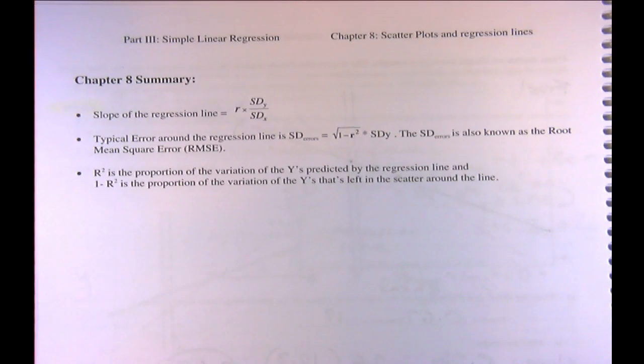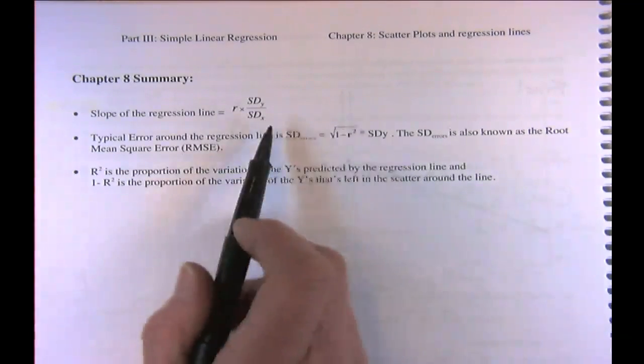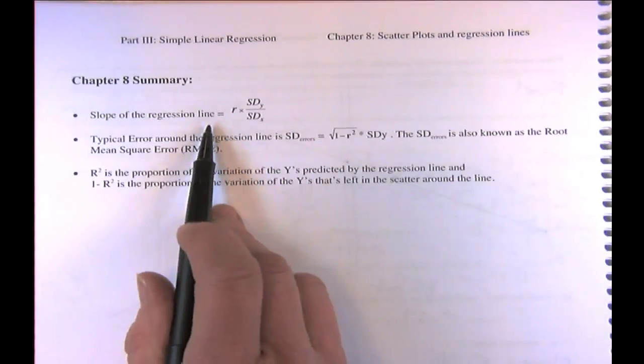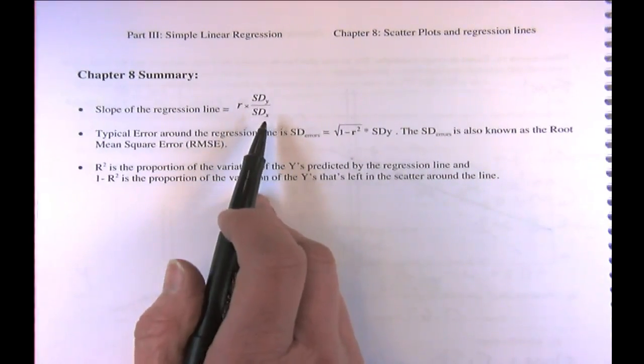All right. Now, we left off here. We were talking just about simple linear regression, and we weren't doing any inference. We were just doing descriptive statistics. And we said, okay, here's the formula for the slope of the regression line, r times sdy over sdx.